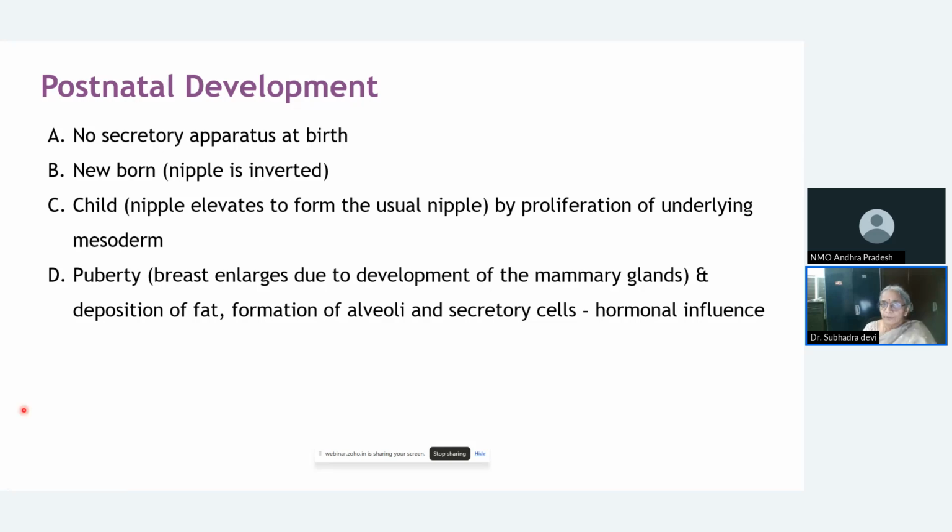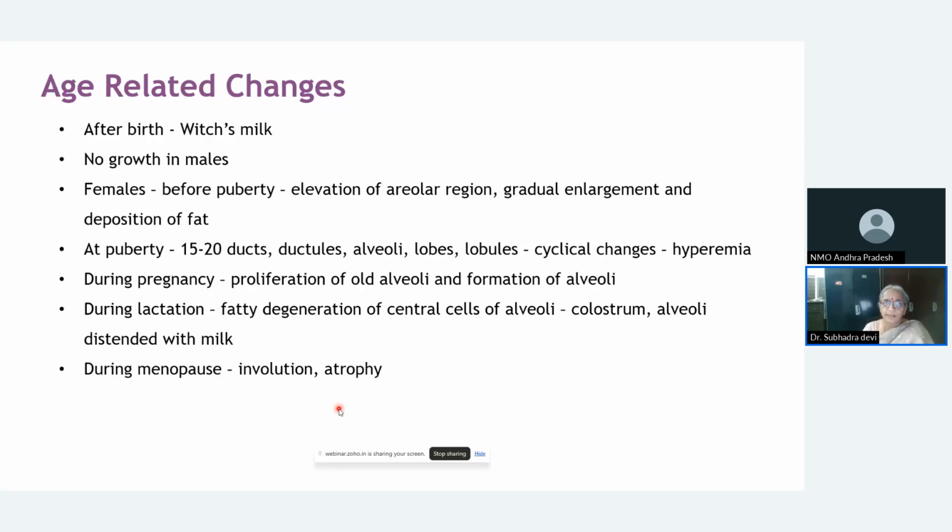What about postnatal development? There is no secretory apparatus at birth. In the newborn, the nipple is inverted, and it elevates during childhood. Then at puberty, the breast enlarges because of deposition of fat, alveoli development, and secreting cell development under hormonal influence. After birth there are age-related changes in which milk is possible. There is no growth in males. In females before puberty, what will happen? Elevation of the areola, gradual development, enlargement and deposition of fat.